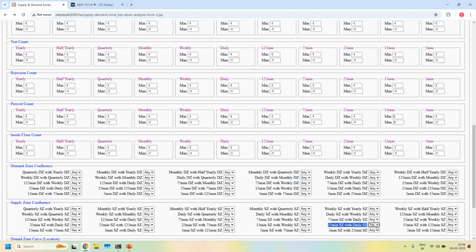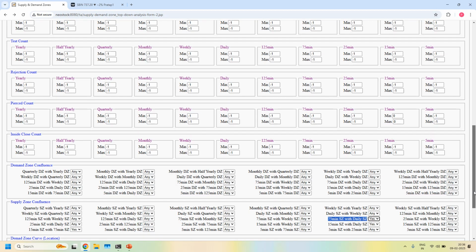So I enabled the filter. And third filter is ITF and HTF supply zone confluence, that is 75 minutes and daily supply zone confluence. With all the three filters, now LTF, ITF, HTF supply zone confluence is enabled. That means 15-minute supply zone should be overlapped with 75-minute supply zone, and both together again overlapped with daily supply zone.